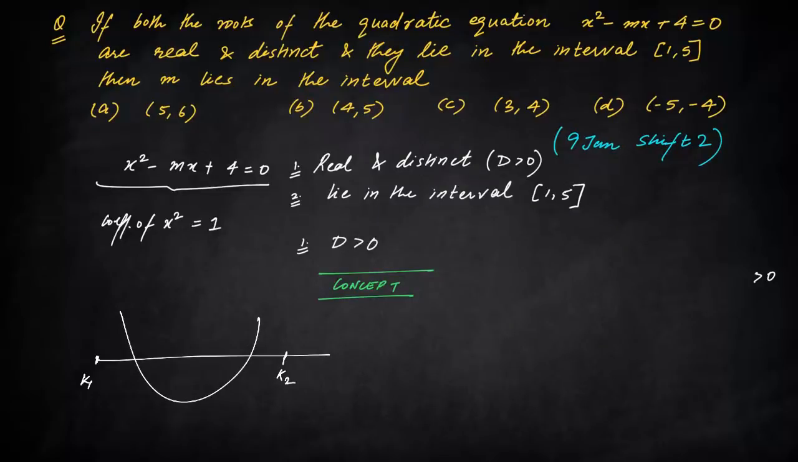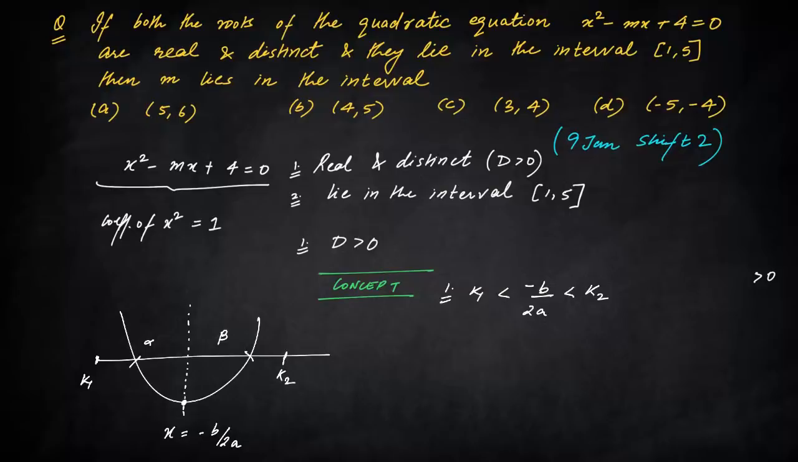These are the two values between which your two roots should lie. So the first and foremost condition is that the vertex of the parabola is nothing but minus b by 2a. We found the abscissa of the vertex. So the first condition is that minus b by 2a should be greater than the value k1 but less than the value k2.